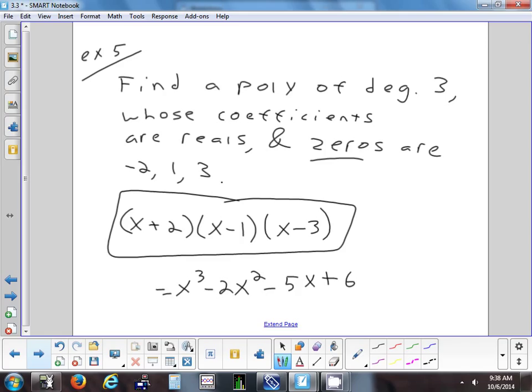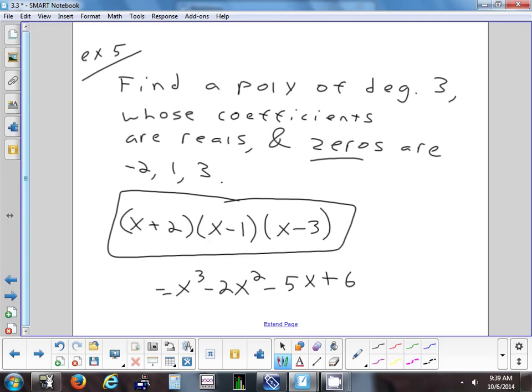Okay, any question on that idea? We're going to come back to this idea when we do complex numbers as well. When I say find a polynomial that has complex roots of, say, 1 plus i and 1 minus i, it's going to be the same idea, except with complex instead of just real numbers. But that's how you do that.